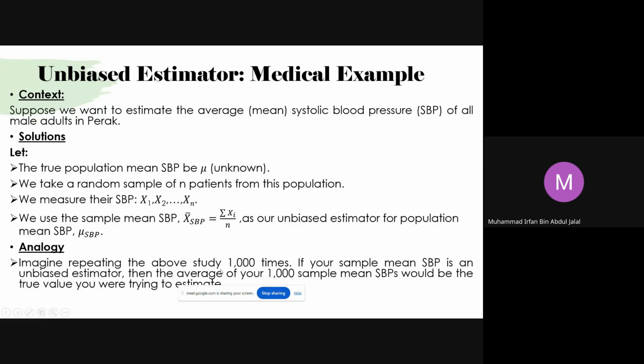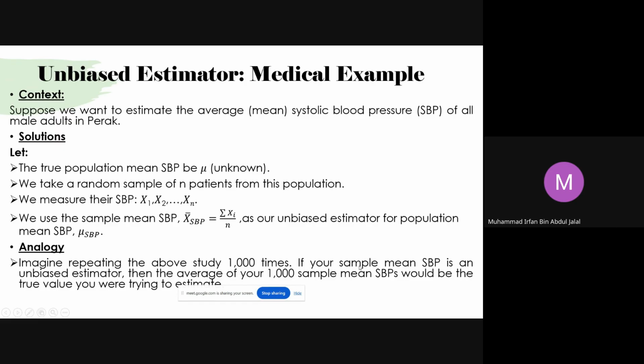Imagine we repeat the above study 1,000 times. For example, we take n different patients from this population 1,000 times. If the sample size is around 100, we take 100 patients 1,000 times from the population, as if we repeated the study 1,000 times. By analogy, say I have 1,000 researchers, and each researcher takes 100 patients from this population and computes the sample mean SBP. So we now have 1,000 sample means of the systolic blood pressure.